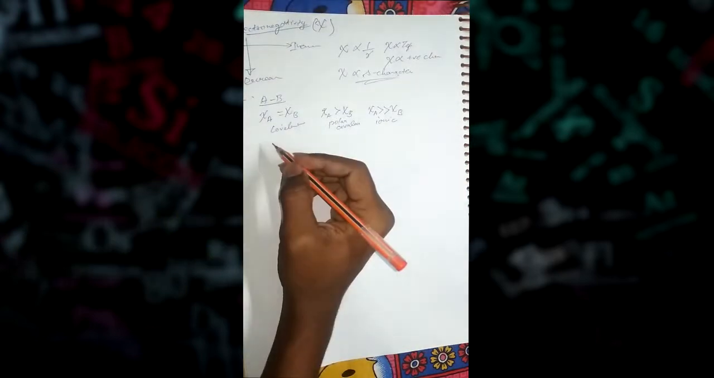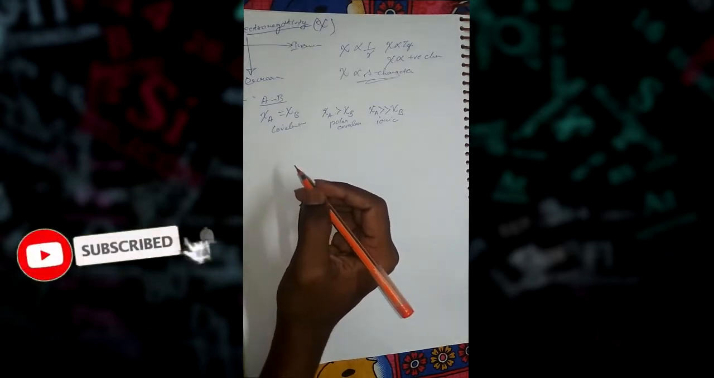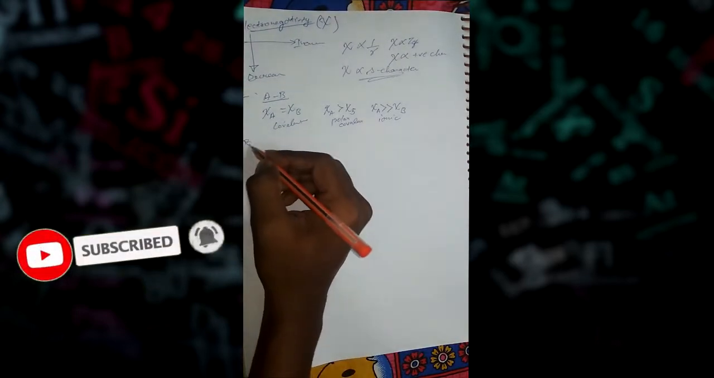Now there were three scientists who determined the formula for calculating electronegativity. So one was Pauling.